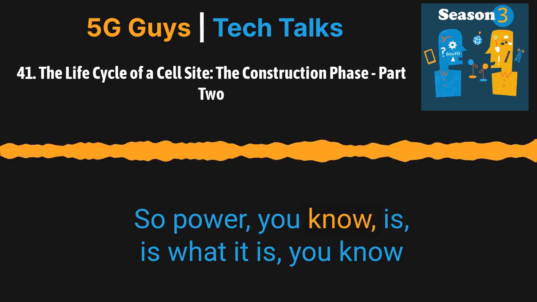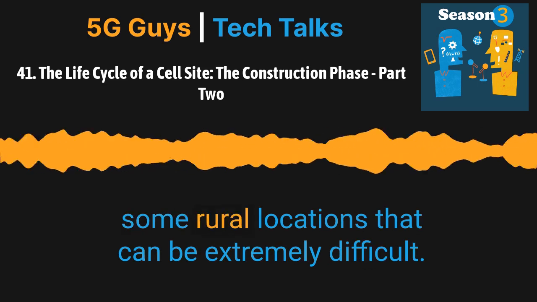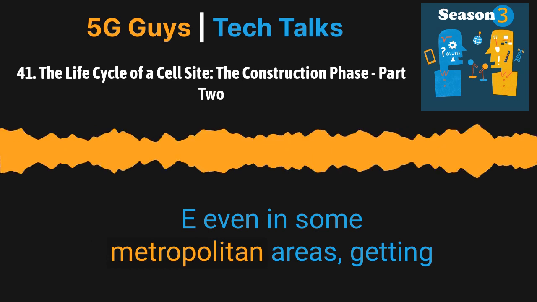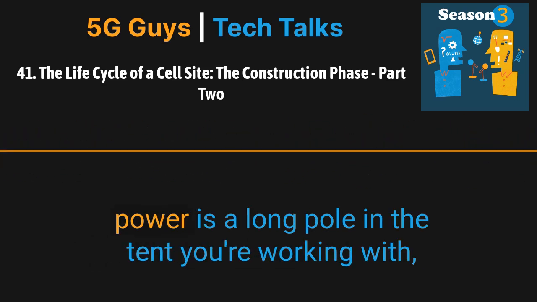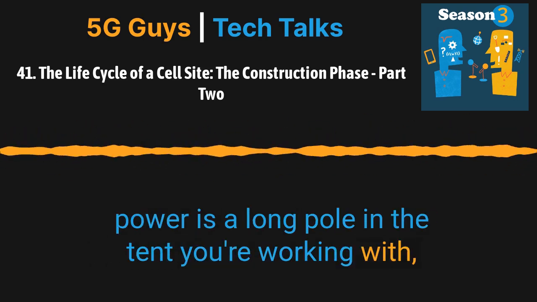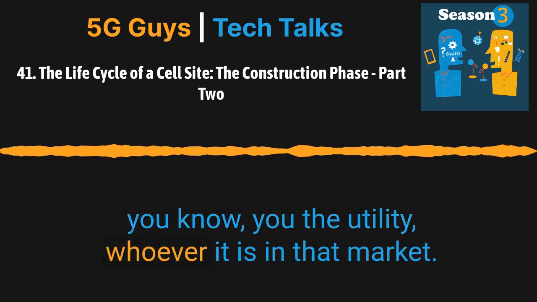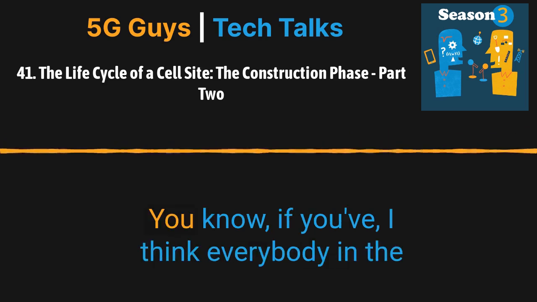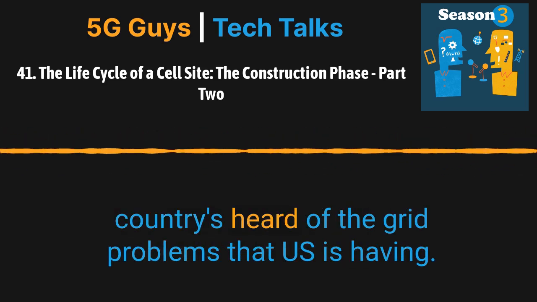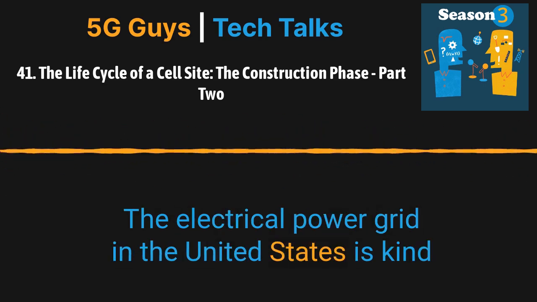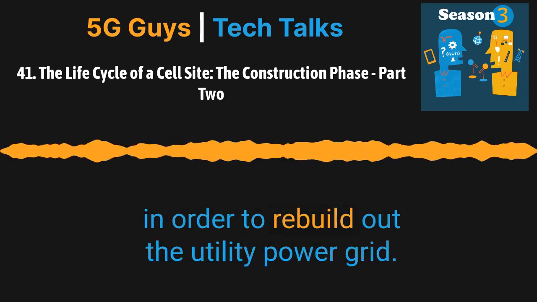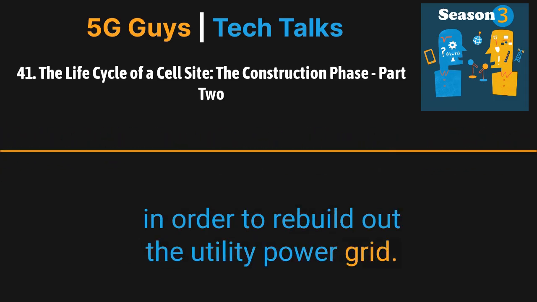So power is what it is. Some rural locations can be extremely difficult. Even in some metropolitan areas, getting power is a long pole in the tent. You're working with the utility, whoever it is in that market. Maybe they don't have transformer space. I think everybody in the country's heard of the grid problems the U.S. is having. The electrical power grid in the United States is kind of antiquated and it needs capital investment in order to rebuild the utility power grid.